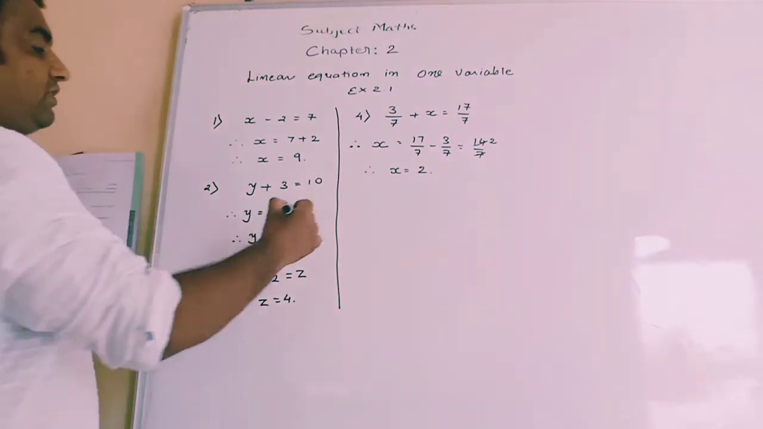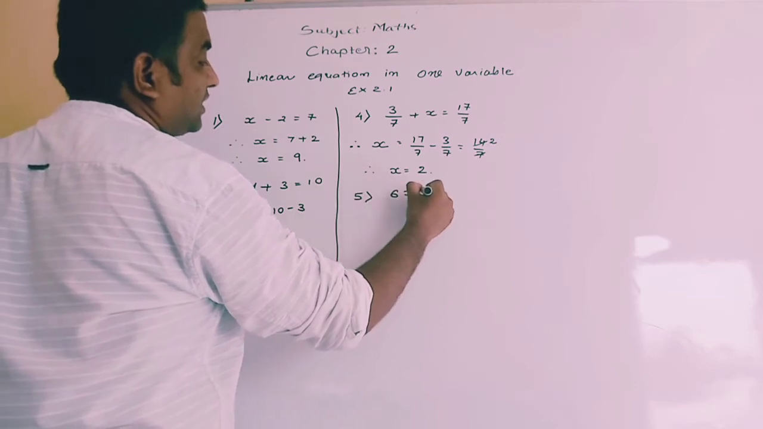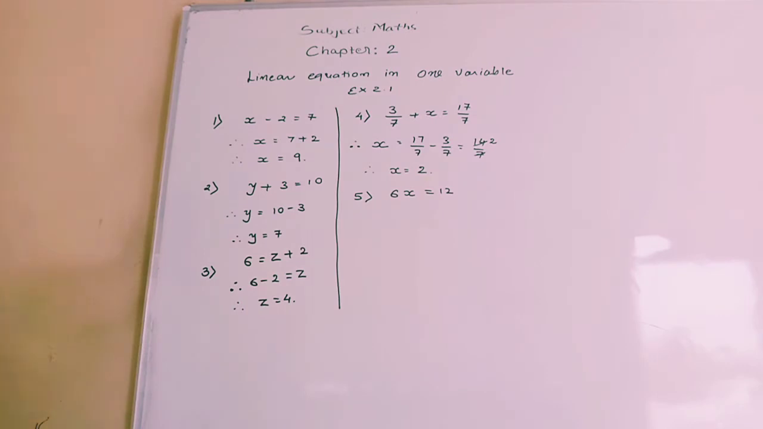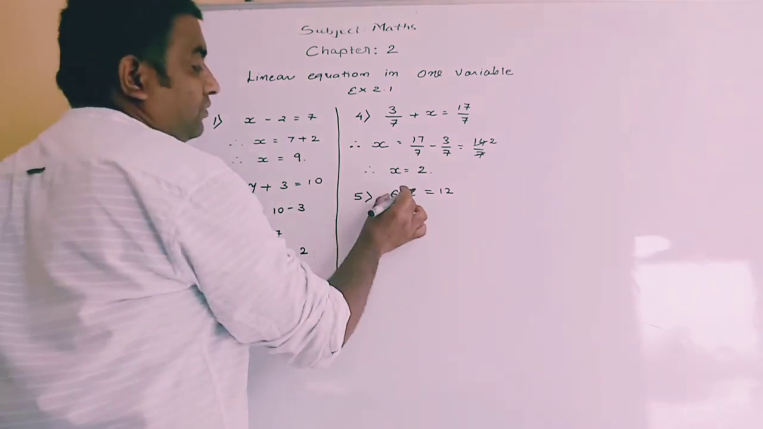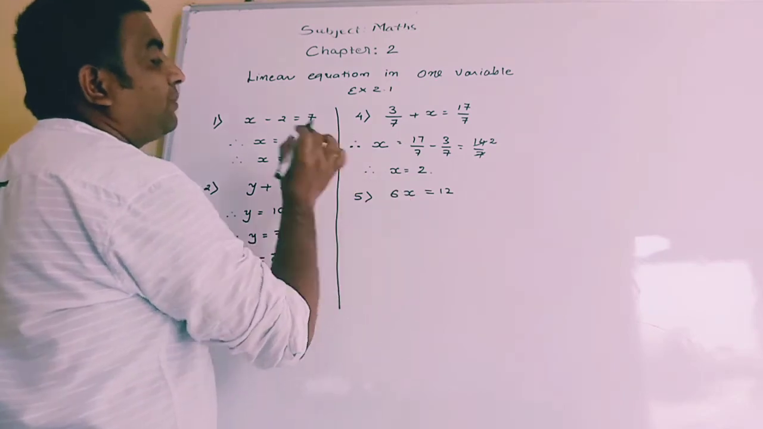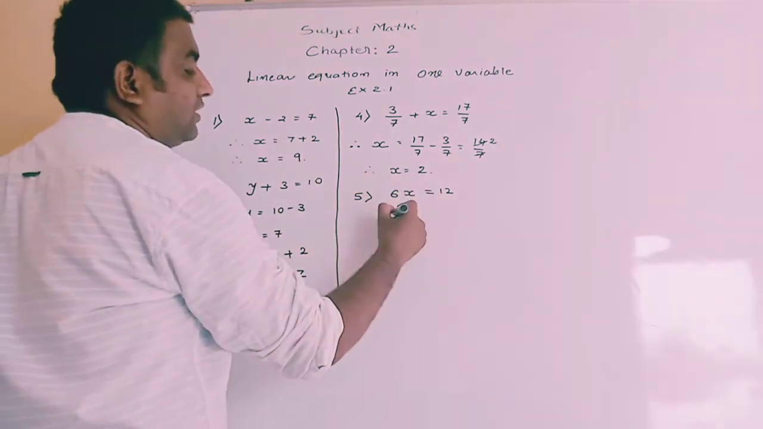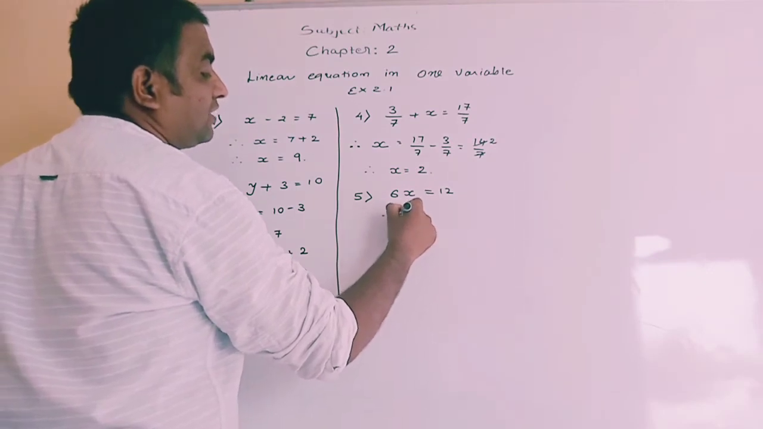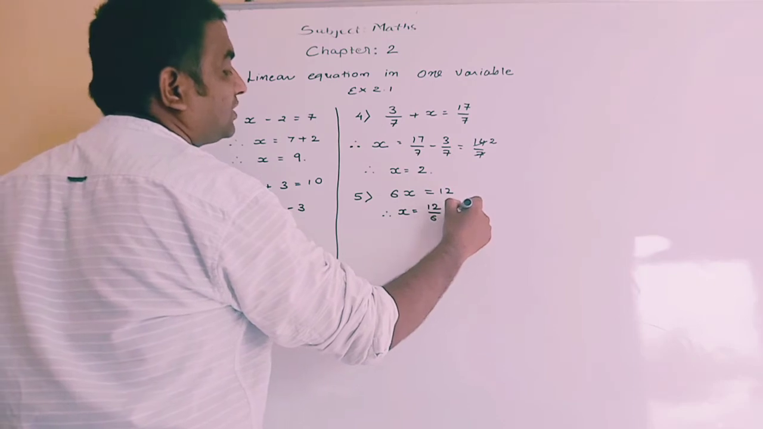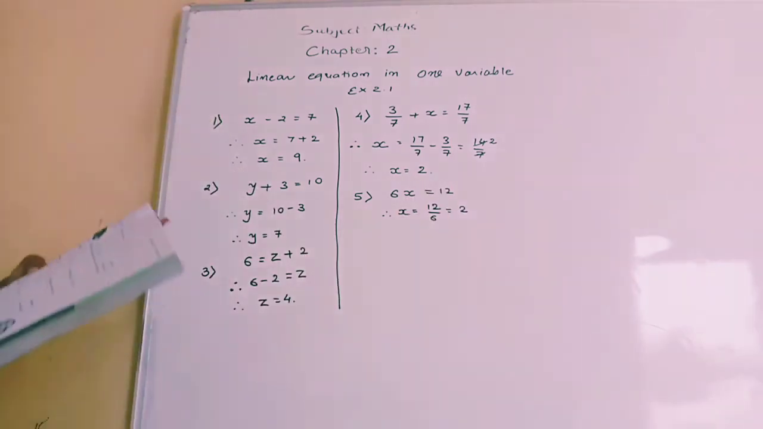Fifth sum is given. 6x equals 12. So from the left hand side to the right hand side, 6 we take, 6 is in the multiplication relation. It will convert into divide. So x is equal to 12 by 6 and so it will be 6 2s are 12. So x is equal to 2.